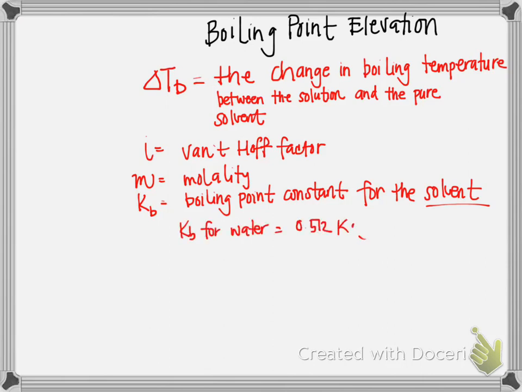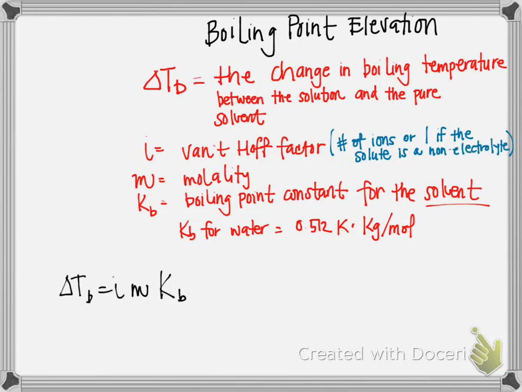But in this case, for the example that we're going to use next, the KB of water is going to be 0.512 Kelvin times kilograms per mole. So up in blue, I wrote in what the van 't Hoff factor is. Again, it's the number of ions in solution, or it equals 1 if the solute is a non-electrolyte. So down the bottom left in black ink, there's the boiling point elevation formula. The change in temperature equals i times molality times KB.